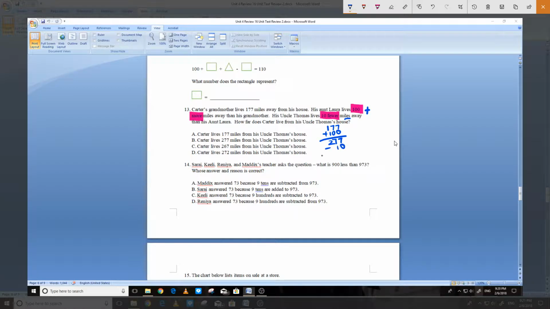Take away 10. 7 minus 0 is 7. 7 take away 1 is 6. Bring the 2 down. The answer here is 267. Now, which one? C is the correct answer. That's how you do number 13.